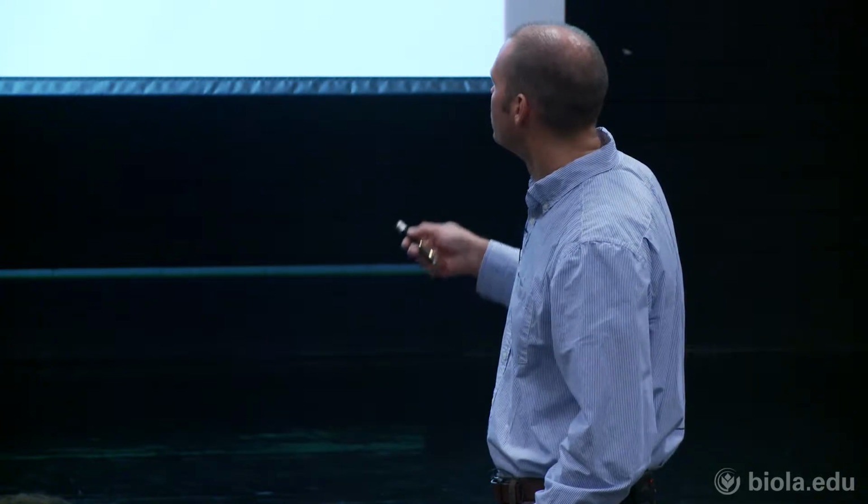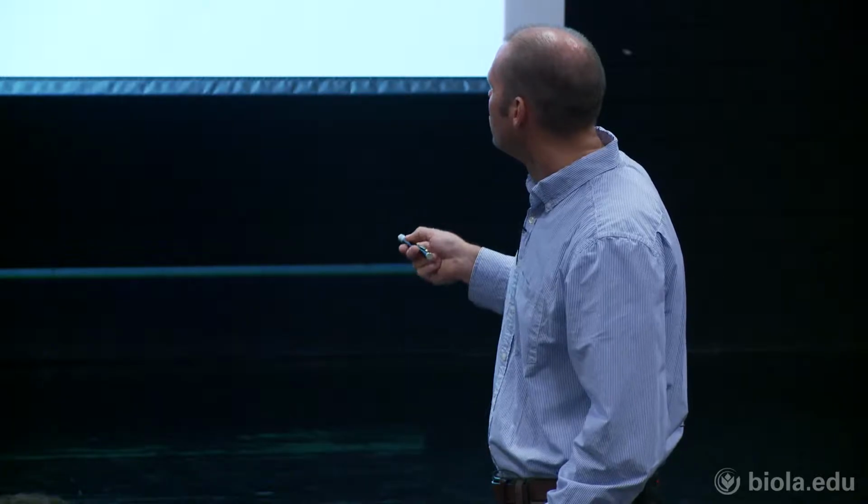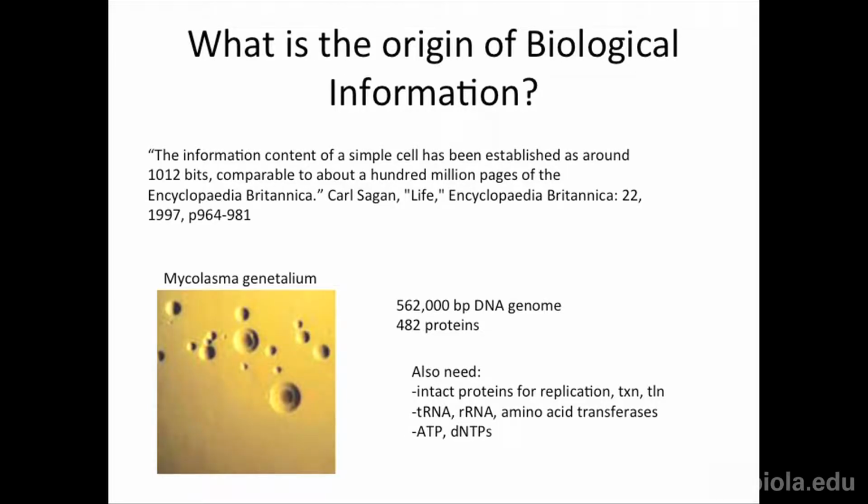Now, in order to actually get a functional cell, you've got to have lots more than just DNA and proteins. You need properly folded, intact proteins that are necessary for replicating the genome, for translating, transcribing. You need tRNAs, ribosomal RNAs, amino acid transferases, all folded in their proper function. And you need nucleotides and ATP. So you can't just put DNA and protein, or DNA in a membrane, and expect that to be an alive cell, right? You've got lots of other things.